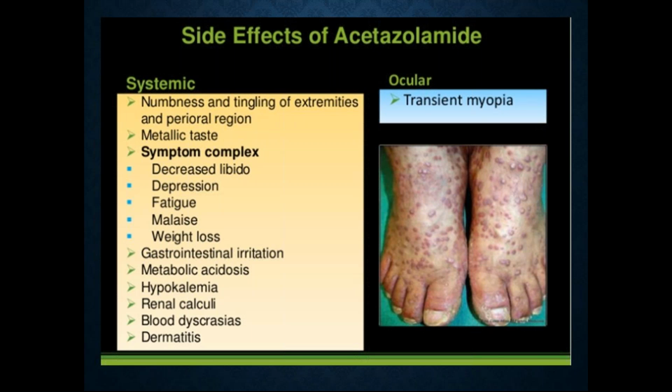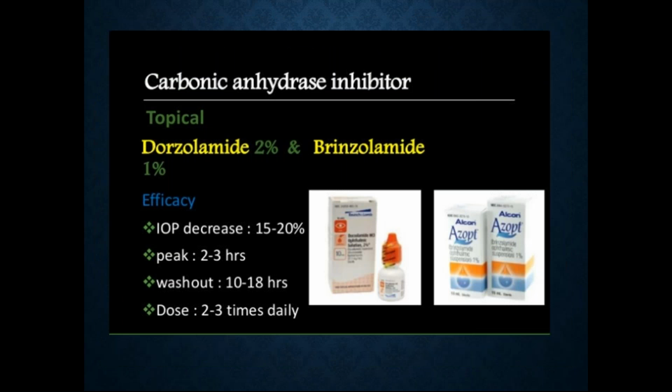Metabolic acidosis will be there. I told you hypokalemia will be there. Along with that, hyponatremia also will be there. Renal calculi formation will be there in long-term usage. Blood dyscrasias will be there, and dermatitis. Ocular side effects, transient myopia will be there. So these are all the systemic side effects and ocular side effects with carbonic anhydrase inhibitors.